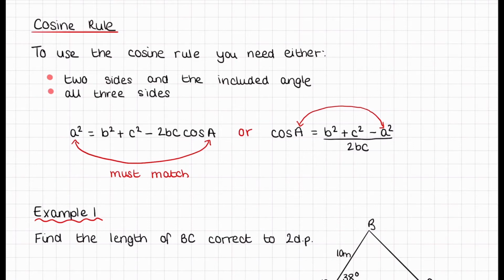Now, the main thing here is obviously you're going to have different letters at different times that you're trying to find. So as long as the a squared and the cos a, those two letters are the same because they're the opposite side and angle, then the ones in the middle should all be good. All right, so I always just check those ones first. Let's have a look at examples.